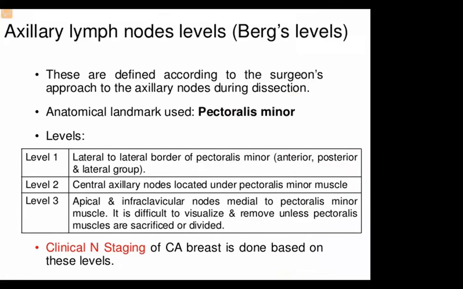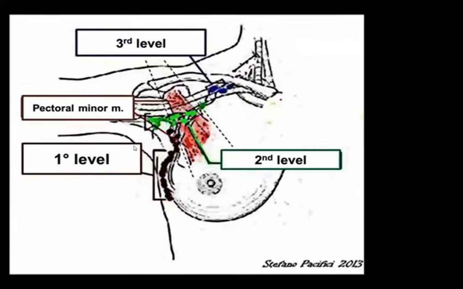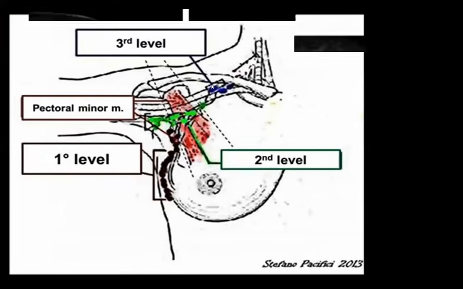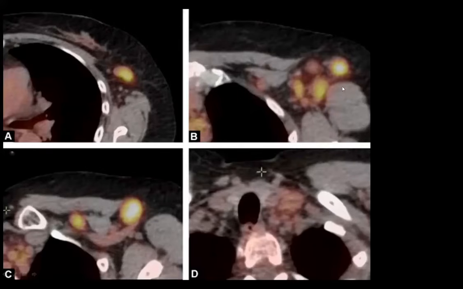Posterior to the pectoralis minor is level 2. Medial to the pectoralis minor is the level 3 group of lymph nodes, roughly you can remember. So this is level 1, you can see here, level 2 and level 3. These are the various groups of lymph nodes you can remember. This is level 1. This is level 2, how it is there here. So this is level 2, and this is level 1, this is level 2, and this is the level 3 group of enlarged lymph nodes.